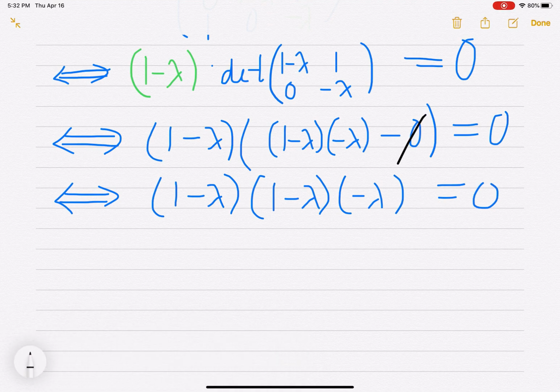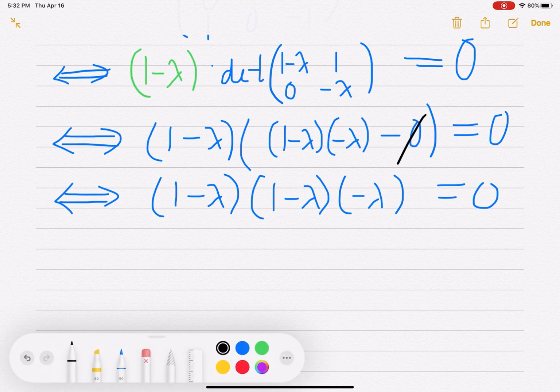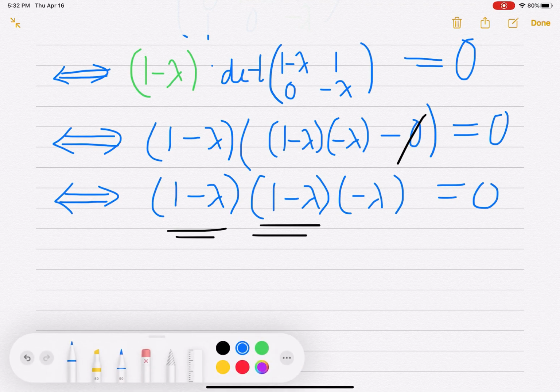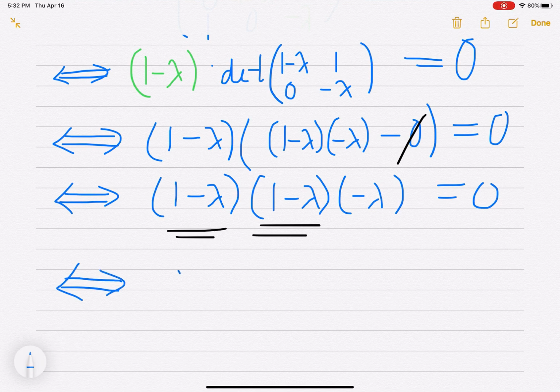All right, so you got 3 distinct factors. It looks, no, you don't have 3 distinct factors. You have a repeated factor right here. This one's repeated. This is 1 minus lambda squared. If you wanted to write that, you could, but I'm not going to bother writing that. So this is equivalent to saying that lambda equals 1, and lambda equals 0.